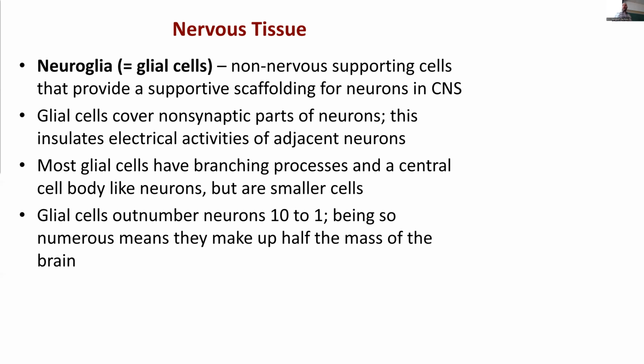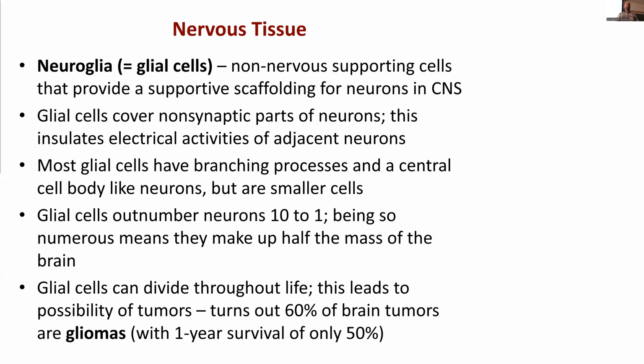In contrast to neurons, so remember we talked about how neurons were amitotic, meaning that they don't perform cell division. They don't divide over the course of your lifetime. So they're really long lived. They last with you your entire life, but they don't divide and make new cells. In contrast, glial cells do.